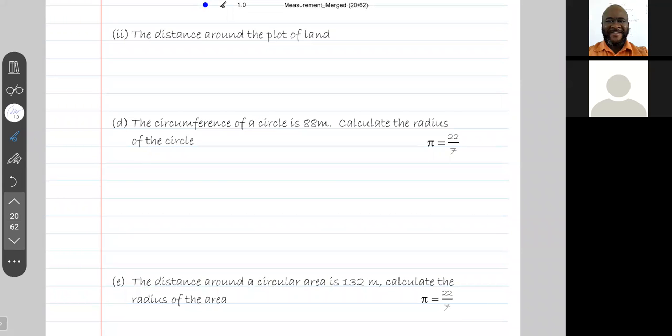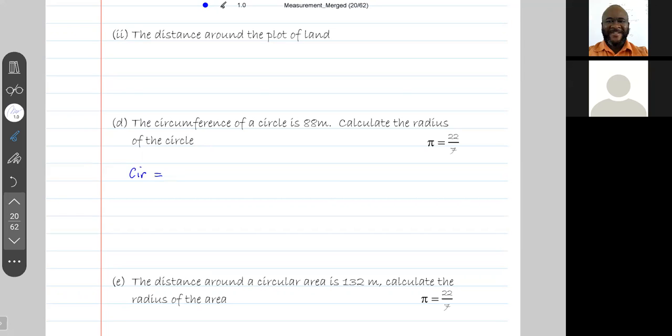D says the circumference of a circle is 88 meters. We're to calculate the radius of the circle. All right, now I already know that the answer here is 14. That's not important to me. What is important is that I need for you to work it out. Even if you know what the answer is, I need for you to work it out, because a time is going to come when you don't know the answer and you're going to have to do the calculation.